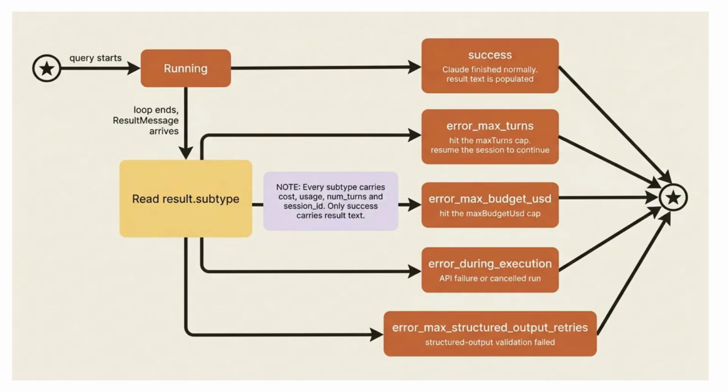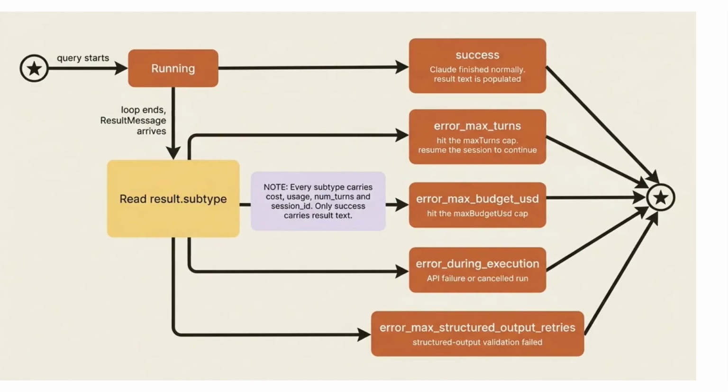The crucial habit: check the subtype before reading result, because result only exists on success. Every subtype, errors included, still carries total cost USD, usage, num turns, and session ID, so you can always track what you spent and resume where you stopped, even after a failure.